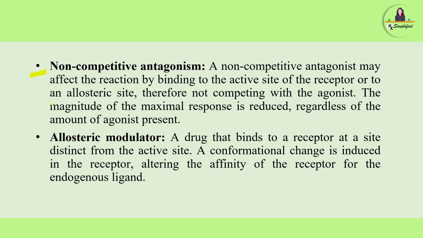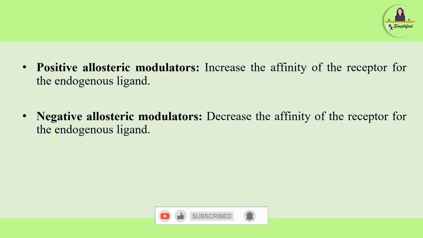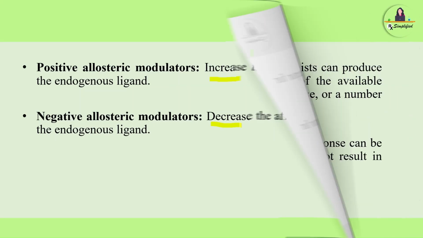And after that, allosteric modulators: a drug that binds to a receptor at a site distinct from the active site. A conformational change is induced in the receptor, altering the affinity of the receptor for the endogenous ligand. We have positive allosteric modulators and also negative allosteric modulators. Positive allosteric modulators increase the affinity of the receptor for the endogenous ligand. Negative allosteric modulators decrease the affinity of the receptor for the endogenous ligand.